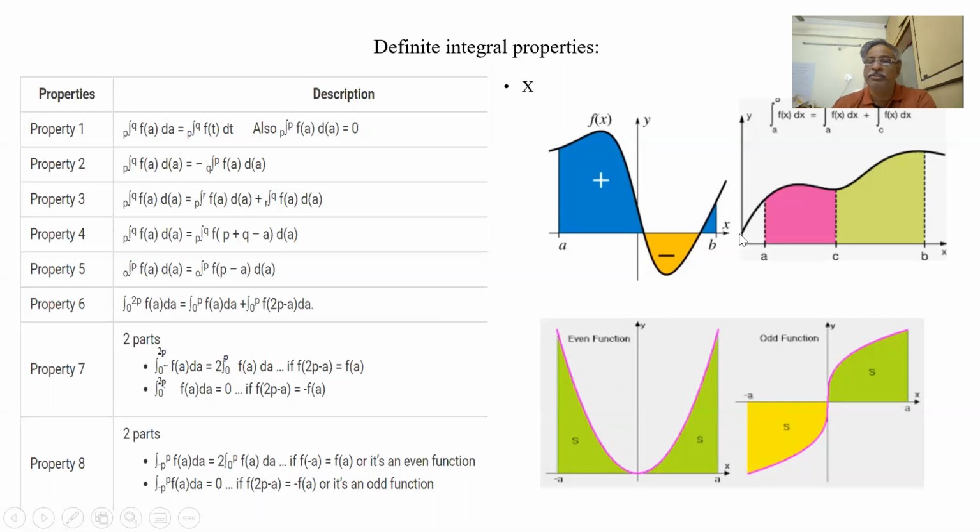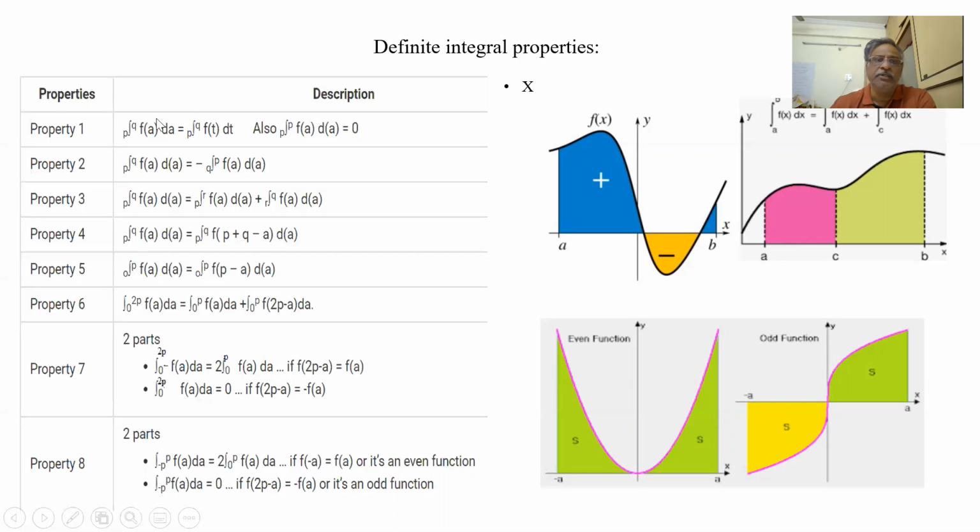Suppose this portion is x square. Then if I put x is b, this is b square. This is y square, this is z square. So integral f of x square dx is equal to integral f of y square dy, equal to integral f of z square dz, because I am only simply changing the variable.